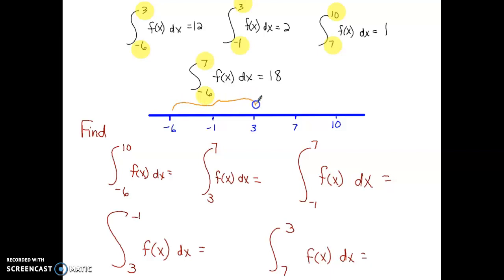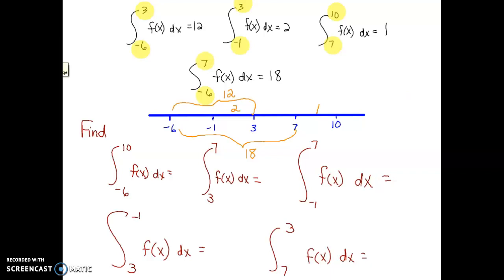Between my -6 and 3, the integration would equal 12. Between -1 and 3, my integration would be 2. Between 7 and 10, it integrates to equal 1. And then the last one, between -6 and 7, that integration equals 18. Now that I have this number line set up, I can use segment addition.